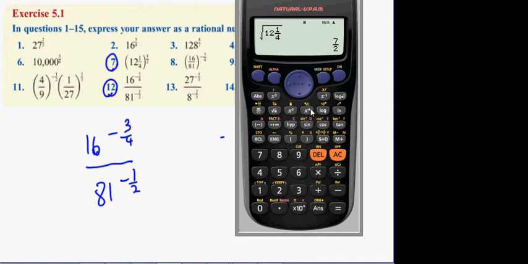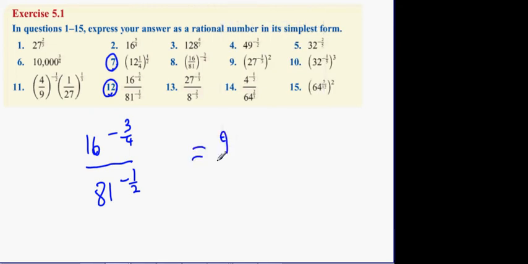Once again, you'd be perfectly entitled just to put it into your calculator, okay? So very easily, fraction, minus 3 over 4 on the bottom, 81 to the power of, once again, fraction button, minus 1 over 2. Now you can see that you can't really handle all that by hand. 9 over 8. Now, I'm going to show you how to get number 12 manually as well.